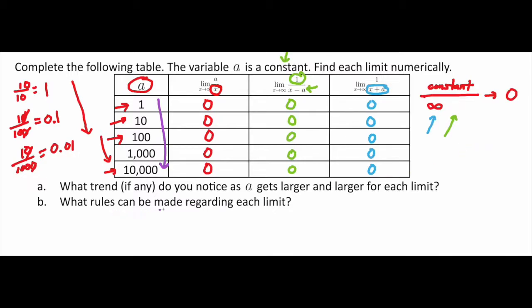And then it says what rules can be made regarding each limit? Well, this is basically the rule, as we talked about many times already here. The constant divided by infinity is equal to 0. So that basically answers part B.